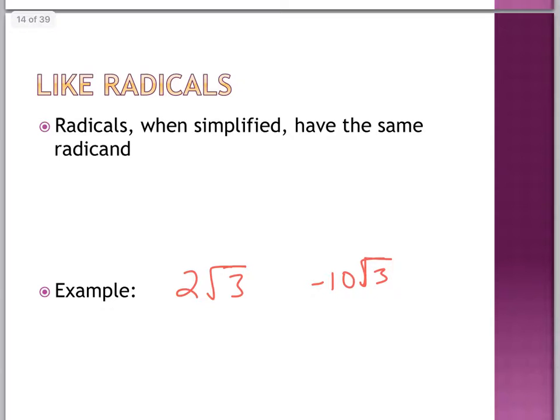Or I could say 3 square roots of x is like negative 21 square roots of x. Now when they're like, the great thing is we're able to add or subtract them together. You don't just have to multiply.